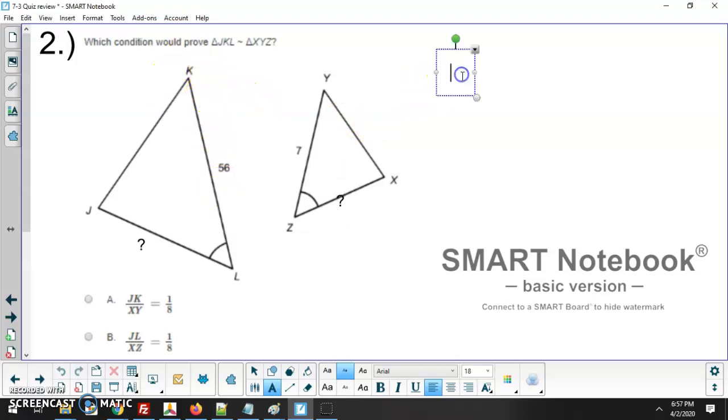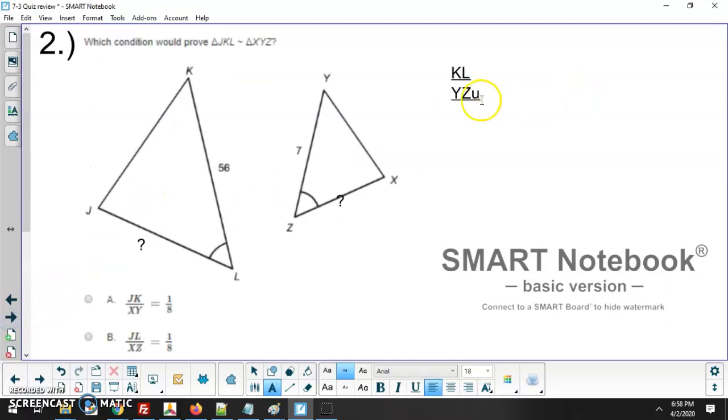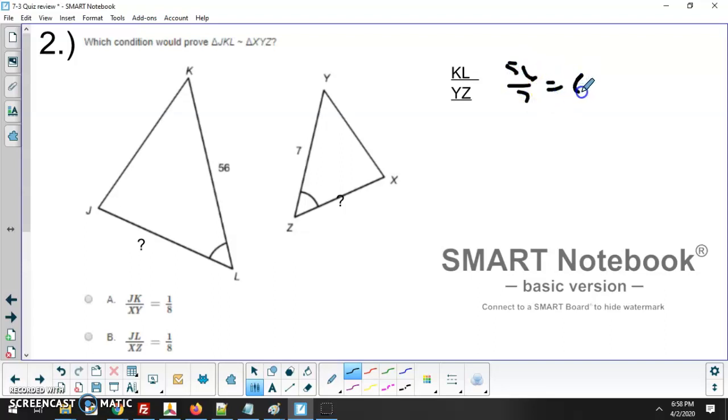If we go from big triangle to small triangle, we would compare KL. Now you want to think about these triangles: this one is a turned version of this triangle. So the 56 goes with the 7. So you're comparing KL to YZ, so you want to reduce 56 over 7. Whoops, let me go back here. It's a little tricky. It's easier just to write, so maybe I'll just get the pen and write. Why not? So 56 over 7 reduces to, and I apologize for the sloppiness, but this is the best I can do here.